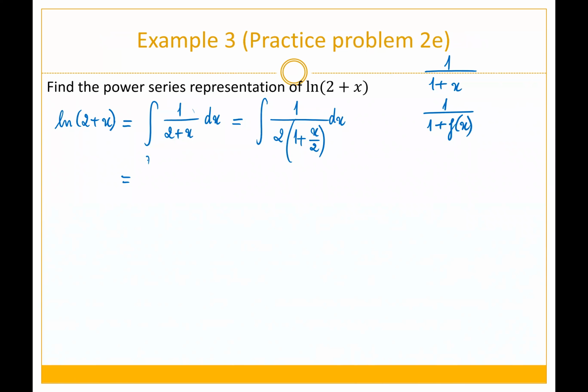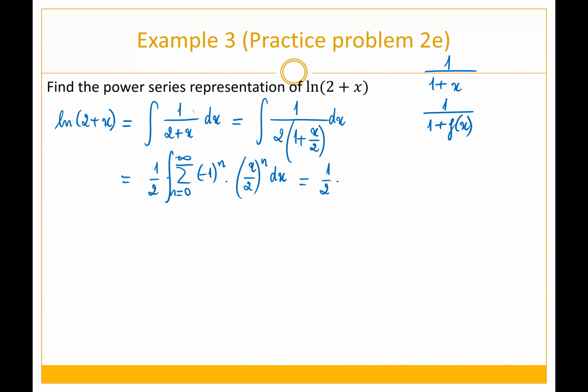It's going to equal the integral of one half multiplied by this series, 1 over 1 plus x over 2, which is going to give us a series starting from n equals 0 to infinity of negative 1 to the n multiplied by (x over 2) to the n dx. And now this is a constant, so we're going to take the half out. And so when you take the integral of this, I'm going to write this.